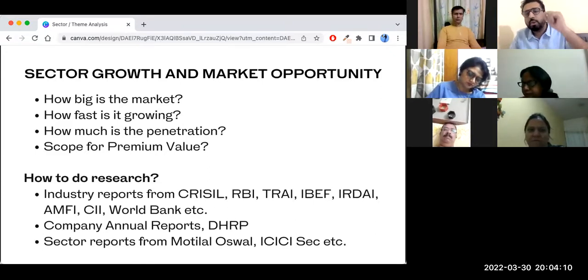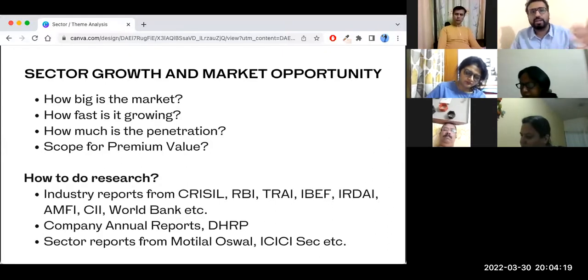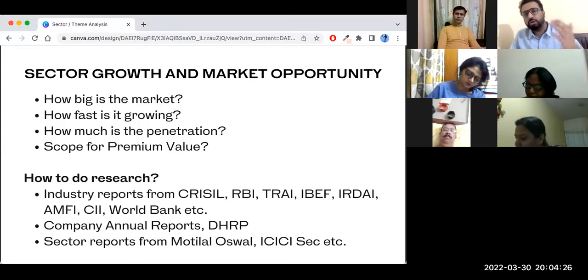What we seek is high growth, right? So the sector has to grow fast. And fourth, once we understand how much is the penetration, we should also ask, is there any scope for premium value, any scope for premiumization or not, right?